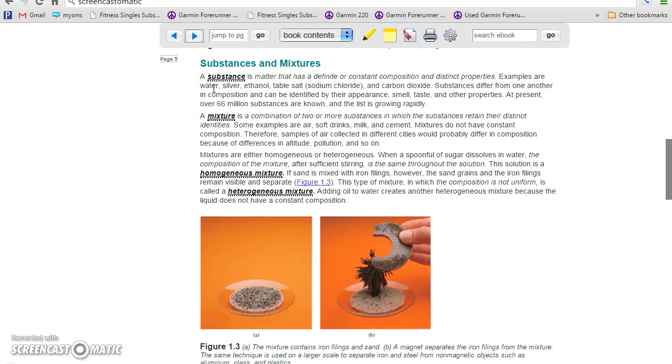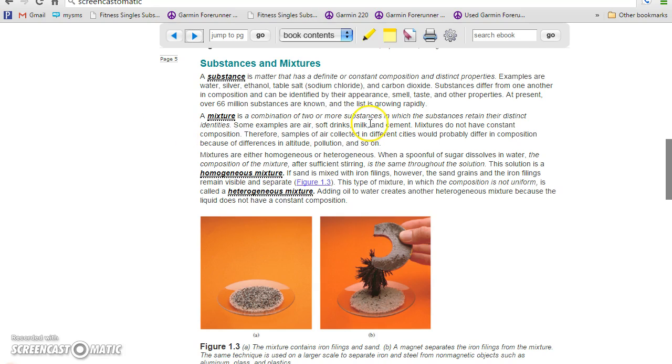Examples are water, a molecule; silver, an element; ethanol, a molecule; table salt, a molecule that's more commonly called a compound; and carbon dioxide, a molecule. I like that they mostly chose molecules. Substances differ from one another in composition and can be identified by their appearance, smell, taste, and other properties. It's true. At present, over 66 million substances are known, and the list is growing rapidly. As a research chemist, what I did mostly is made new substances and evaluated their properties. It's not that hard to do.